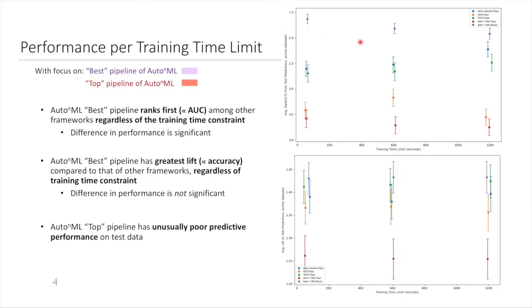Its lead in performance is consistent regardless of training time limit and significant despite accounting for error. The best pipeline also has the greatest lift, or the greatest accuracy, compared to the lift metrics of other frameworks. This lead is also consistent per training time limit, though it is not significant. Unusually, we find that the top pipeline has poor predictive performance as it has the lowest rank and the lowest lift.